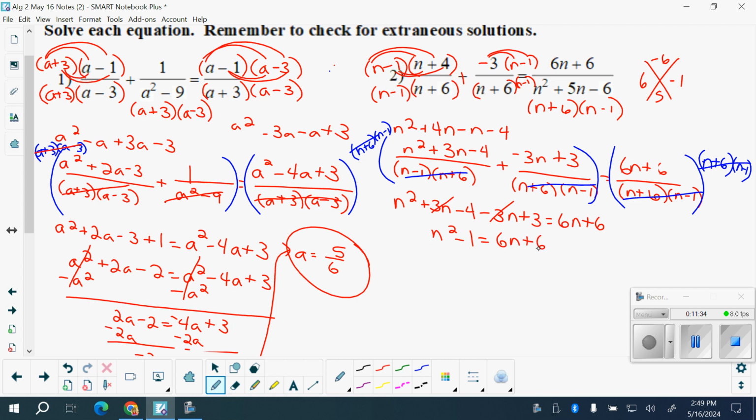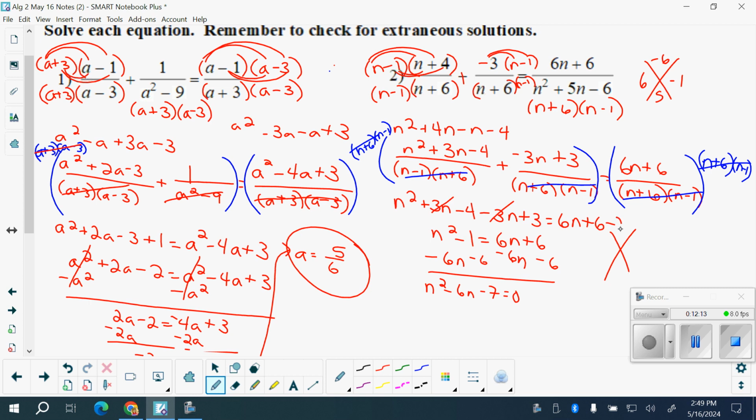And then what's our next step? Jane, do you have any idea what to do for our next step? Yes, good. We want to factor it. So he recognized that there was an n squared here. So we've got to get everything on that side. So we're going to subtract 6n and subtract 6. So we have n squared minus 6n minus 7 is 0.